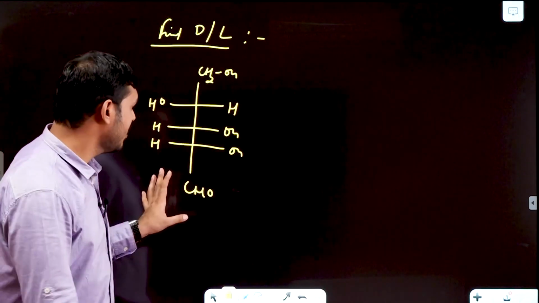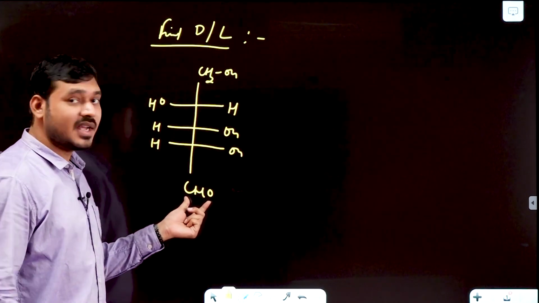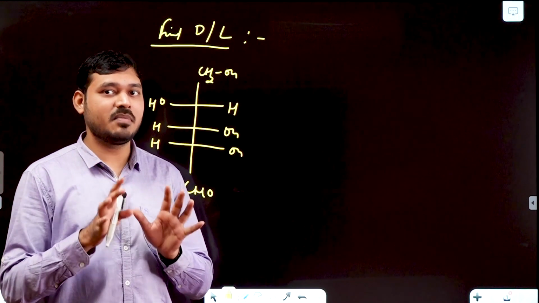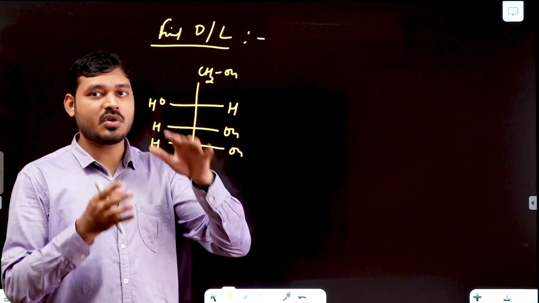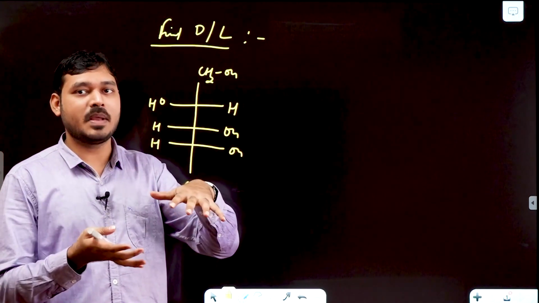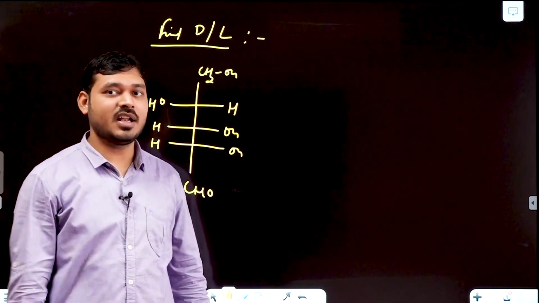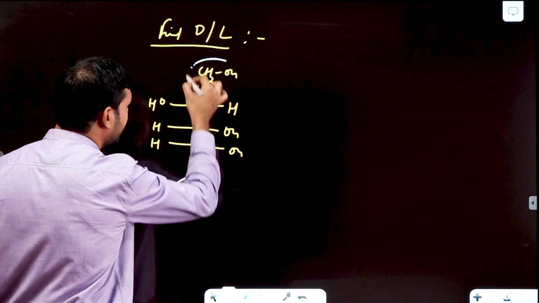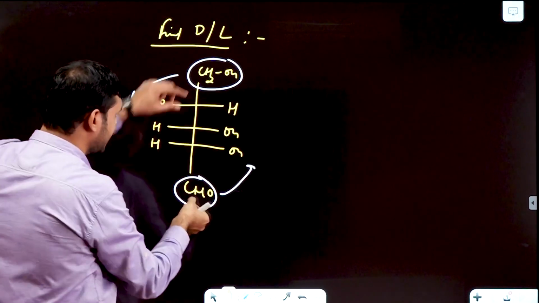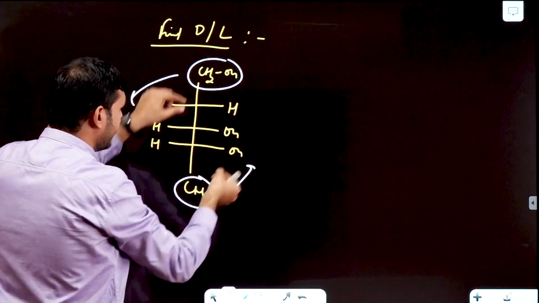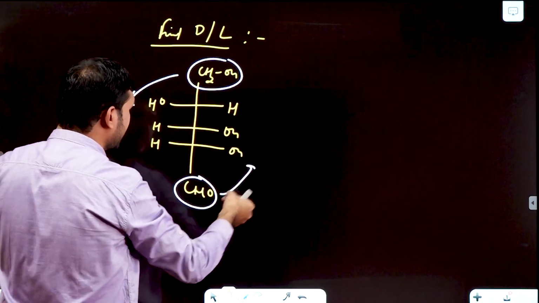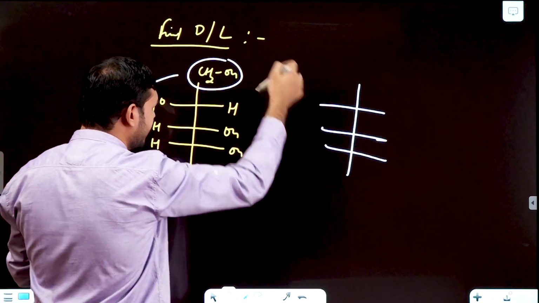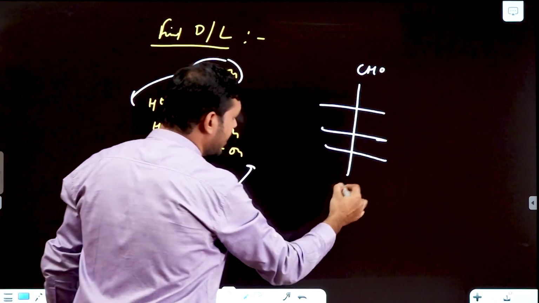Now for this Fisher projection, the functional group is at the bottom, so I can recall the properties of Fisher projection. If you remember, on rotating the molecule in the plane of paper by 180 degrees, you get the identical compound. So here what can I do? I can just hold this one and rotate it in the plane of paper only. In the plane of paper itself, this will come this side and this will come this side. So what will you form? This comes upside, and this will come downside.